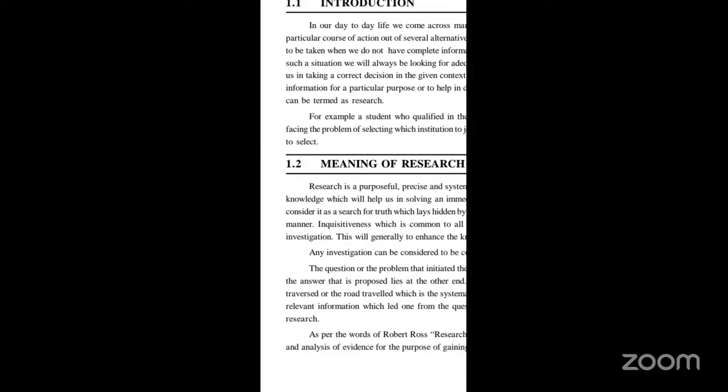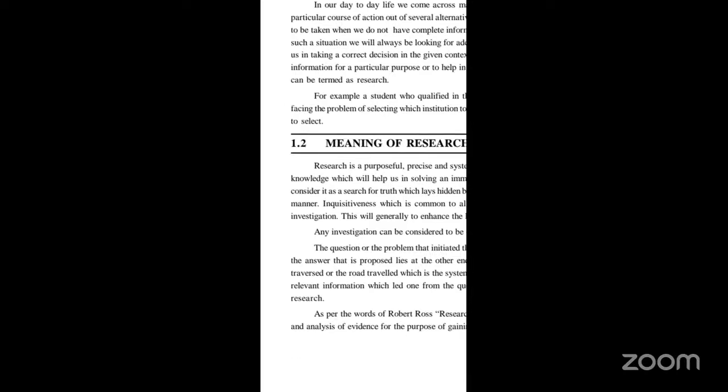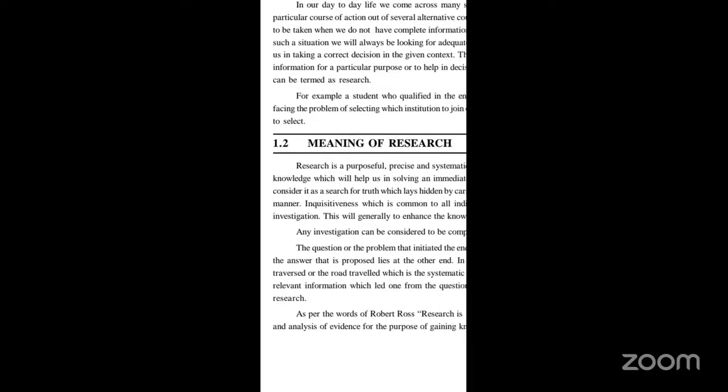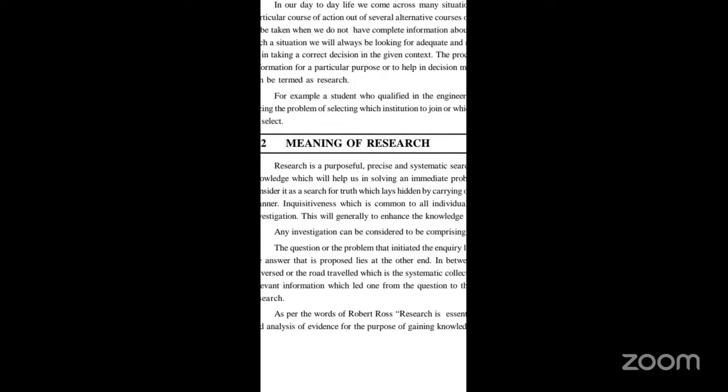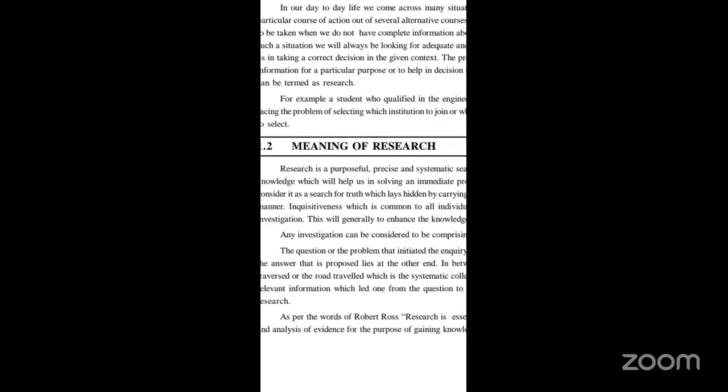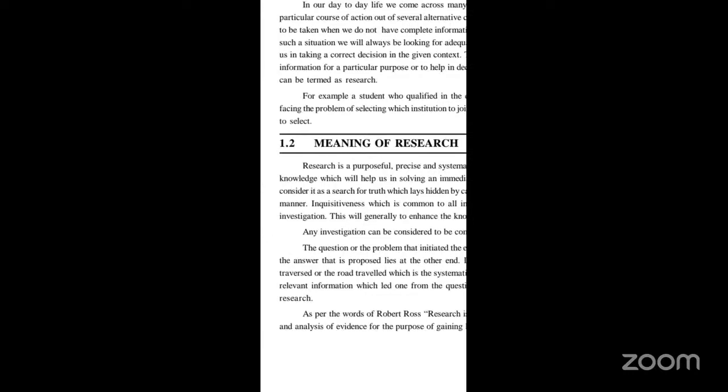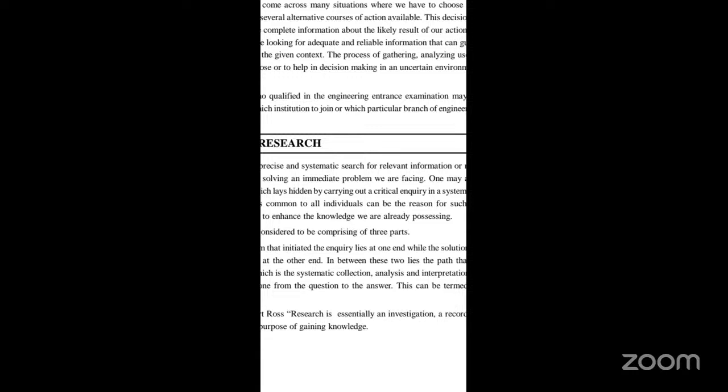What are the main available resources and alternatives? How can we take the decision? We can do research for that purpose. Meaning of research: research is a purposeful, precise and systematic search for relevant information or new knowledge which will help us in solving an immediate problem we are facing. It is also considered a search for hidden truth by carrying out a critical inquiry in a systematic manner.